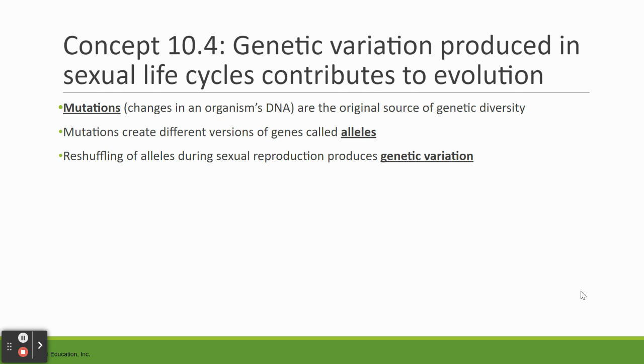Okay, almost done. So the genetic variation produced in the sexual life cycles is what contributes to evolution, guys. So which genes get passed on from generation to generation contributes to evolution, and these changes, like mutations in the DNA, are the original source of genetic diversity. Mutations are good. We've already talked about mutations, right? That is what pushes us to have new abilities because we have new genes that do new things.